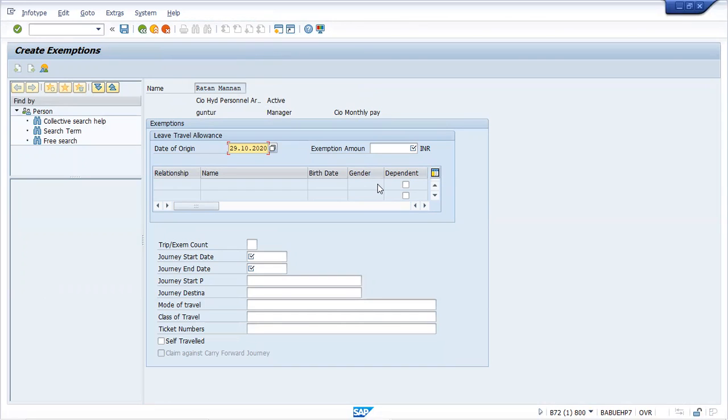For this, I would like both of you to make a note. In the next session, we can do all these kinds of exemptions. You can write down some striking points or key points. LTA, who is eligible, that information you'll be getting anyway.